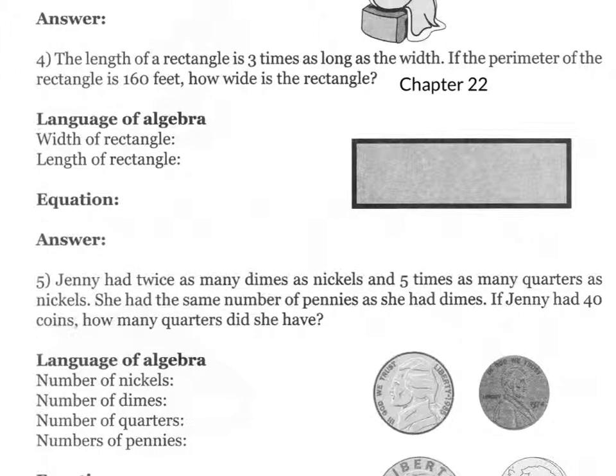So when we look at this problem, we see the length is 3 times the width. As always, it's easier to do things if you start from the smaller quantity, because then you're multiplying instead of dividing. So here's our width. Then if the length equals 3 times the width, instead of writing length, we're going to write 3 times the width.